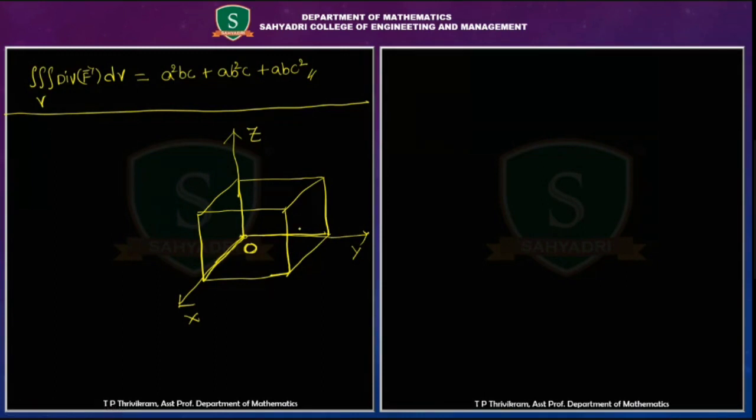Next, here on x-axis, I am taking the point as A. On y-axis, I am taking the point as B. On z-axis, I am taking the point as C. Next, D here, E, F, and this middle point, I am taking it as P.